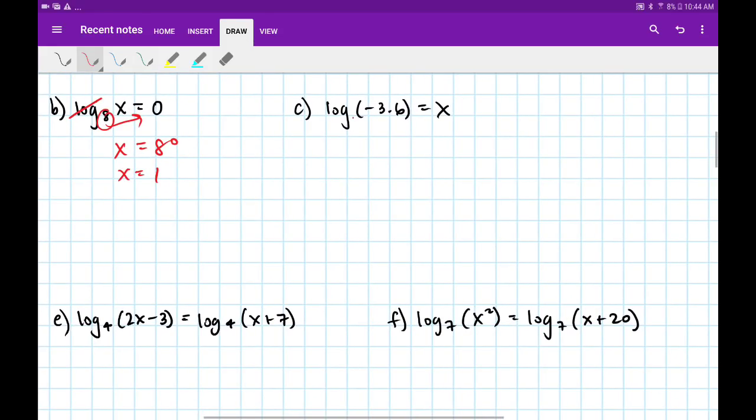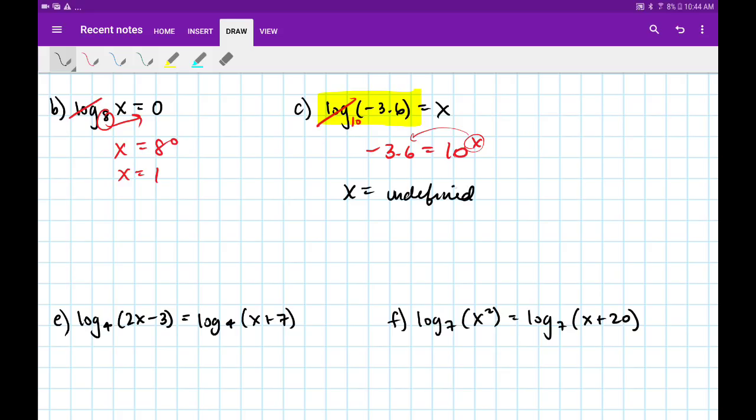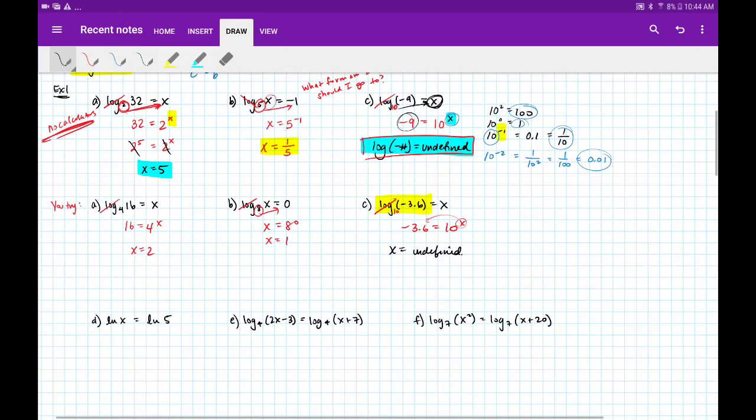Lastly, write in the invisible base. I have negative 3.6 equals 10 to the x. And as we remember, there is no exponent that will convert this base into a negative number. In fact, if we type this into our calculator, log negative 3.6, we would get undefined. Okay, so that's our first part of example 1.